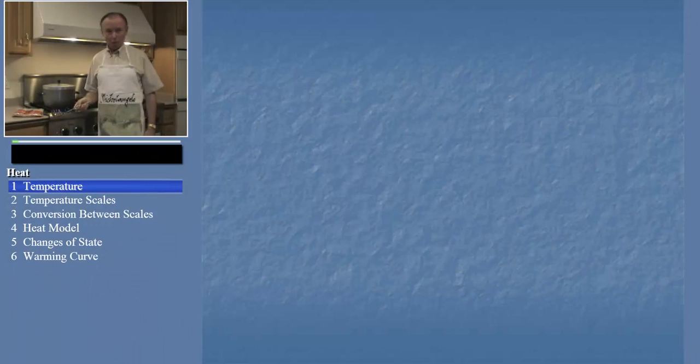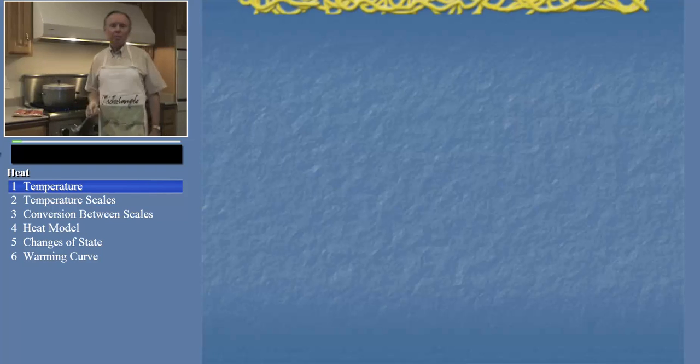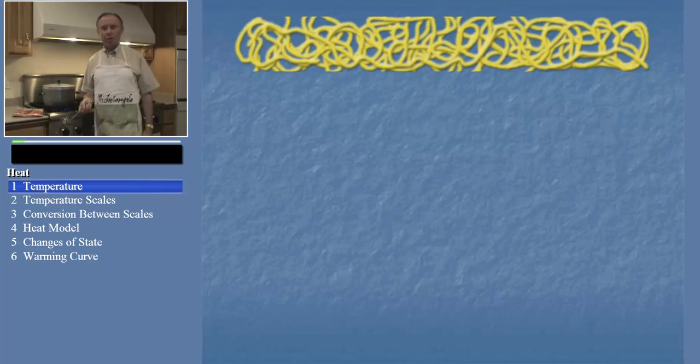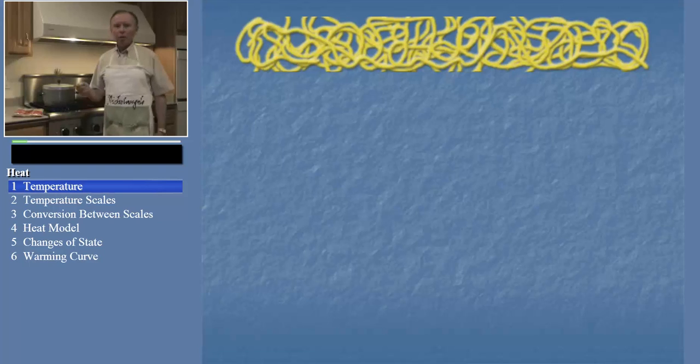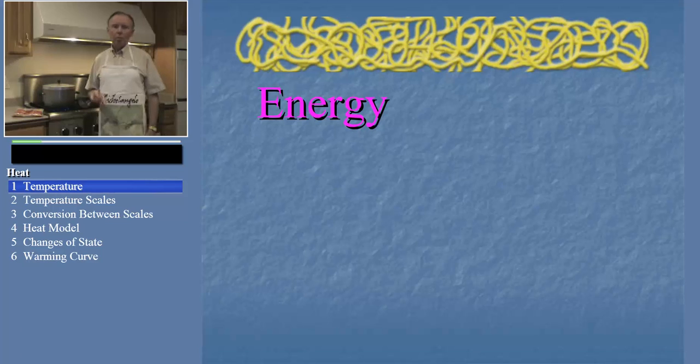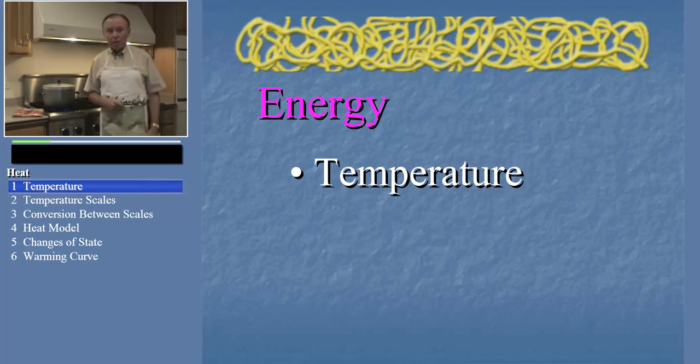I'm in the process of boiling some water to make pasta. A pretty normal everyday thing around our house. But I bring it to your attention because underlying this common activity are a number of important principles of chemistry. Principles associated with energy. We'll begin our discussion of energy by talking first about temperature and then about heat.